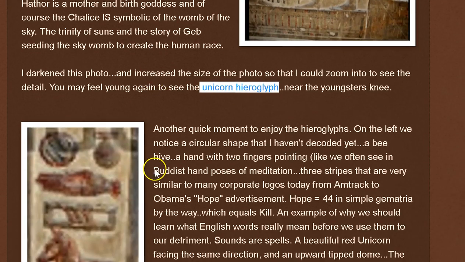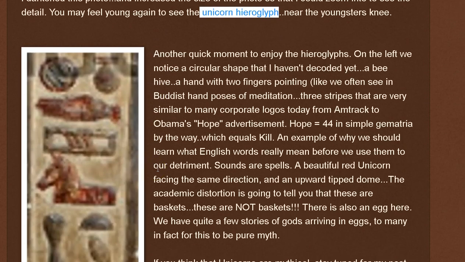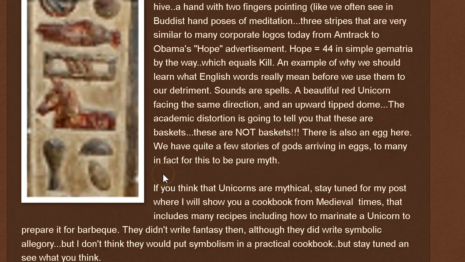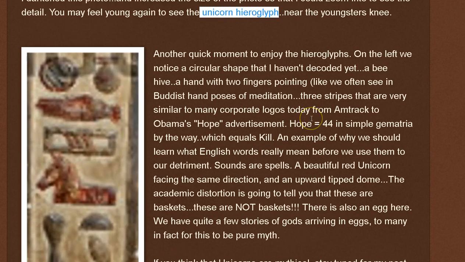On the left we notice a circular shape that I haven't decoded yet, a beehive, a hand with two fingers pointing, like we often see in Buddhist hand poses of meditation, three stripes that are very similar to many corporate logos today, from Amtrak to Obama's Hope advertisement. Hope equals 44 in simple gematria, by the way, which equals kill. An example of why we should learn what English words really mean before we use them to our detriment.